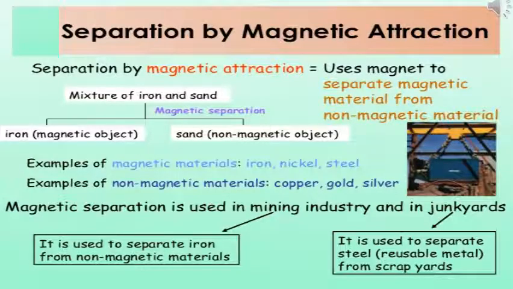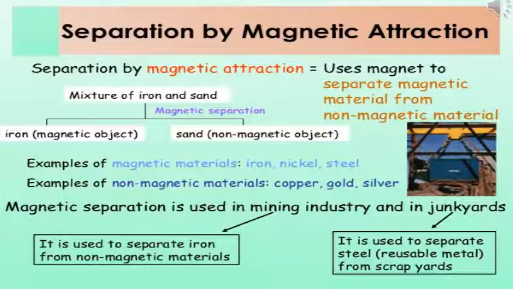Separation by magnetic attraction uses a magnet to separate magnetic material from non-magnetic material. Like if we have a mixture of iron and sand, we know that iron is a magnetic object. Iron is attracted to the magnet, whereas sand is a non-magnetic object. It is not attracted towards the magnet. Examples of magnetic materials are iron, nickel, steel. Examples of non-magnetic materials are copper, gold and silver.